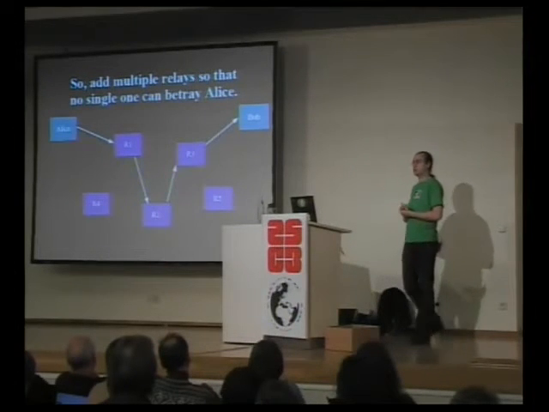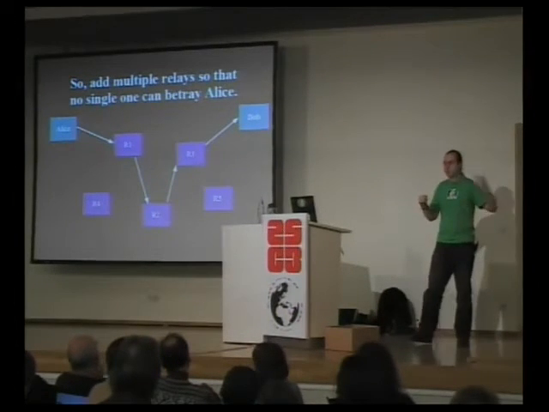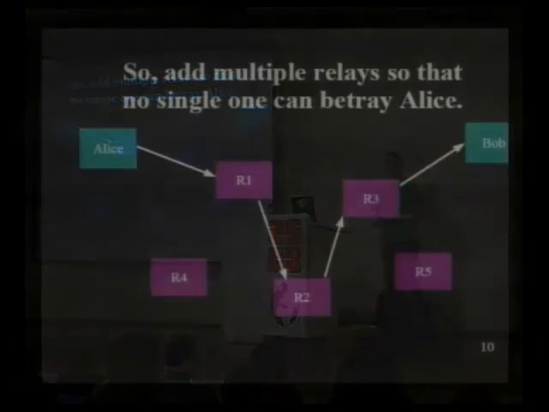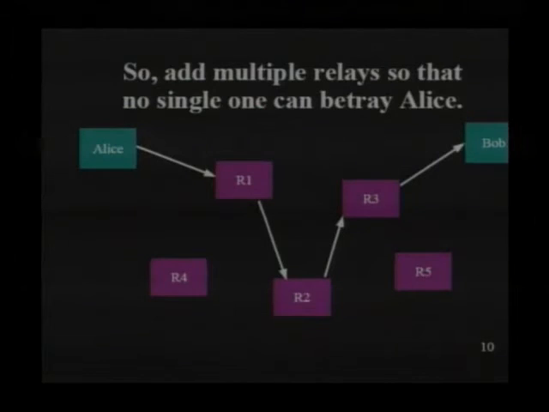So our goal is to distribute the trust. We want to have multiple different places that need to collaborate, that need to collude in order to figure out which Alice is talking to which Bob.